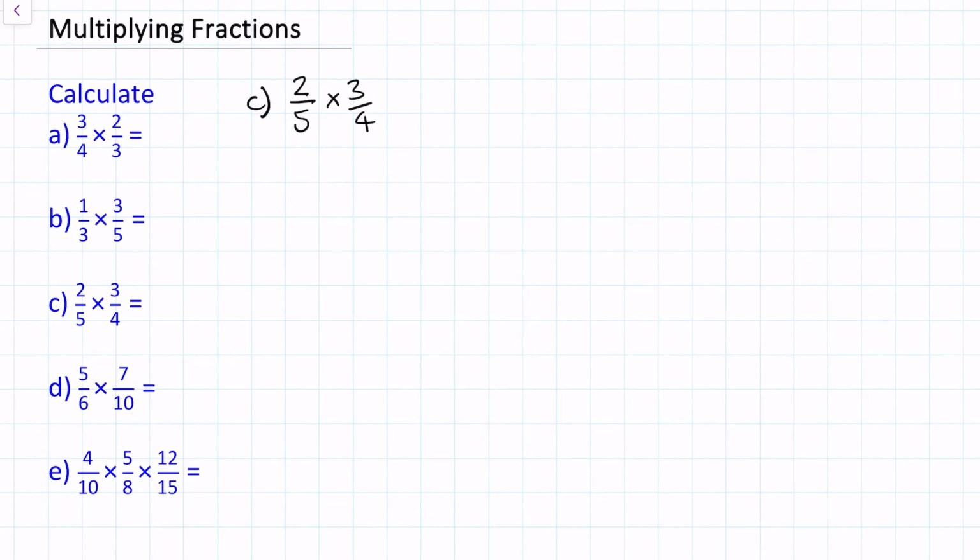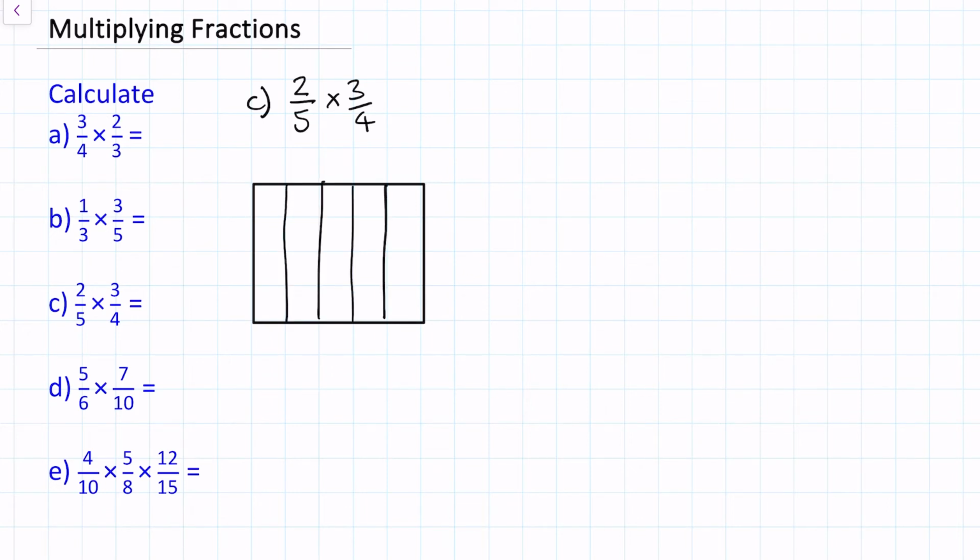So for question C, the first thing I'm going to do is draw a rectangle. We'll split it up into fifths to begin with, and then quarters along the width. So now you can see we have 2/5, which I'll shade in here, and 3/4. So 1, 2, and 3. So you can see the overlap 6 times out of 20 in total. And we can simplify this by dividing numerator and denominator by 2, so we get 3/10.